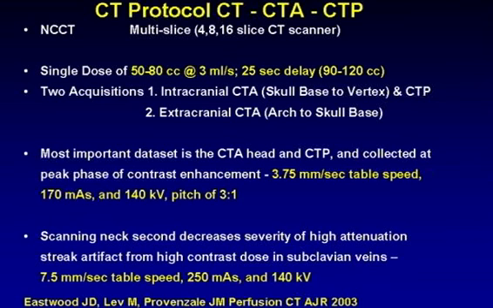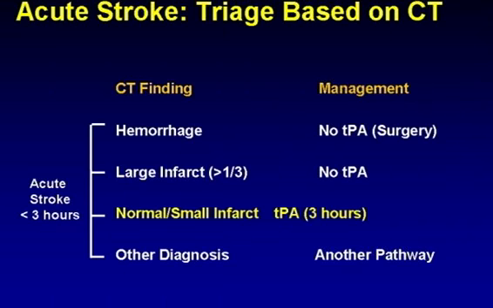So if you're doing the CTA and the CT perfusion, these are the parameters. And then for the neck, you want to do that second if you had a 4-slice, because you want to try and reduce a lot of the contrast in the subclavian vein so you don't get the streak artifact. So you would do that second after your CTA and your CT perfusion. These metrics are in a paper in AJR.